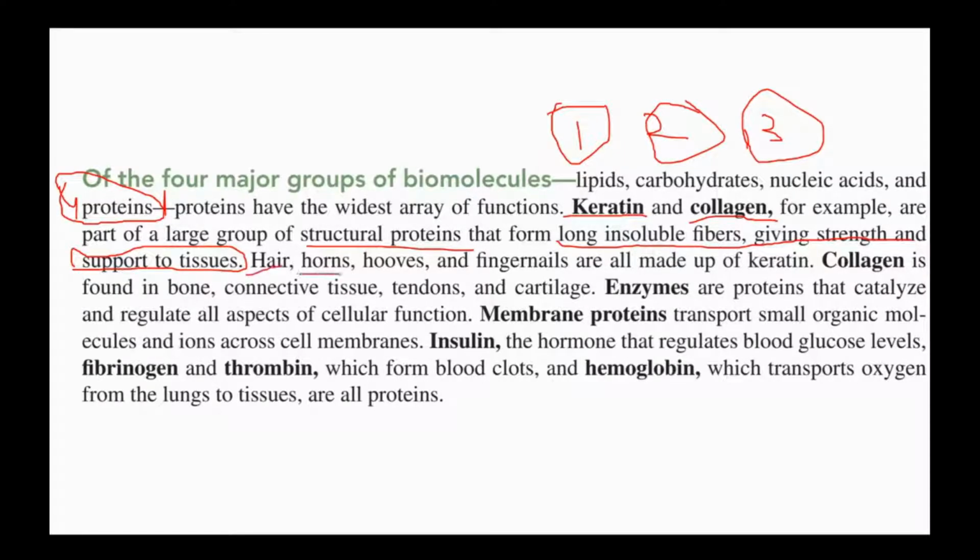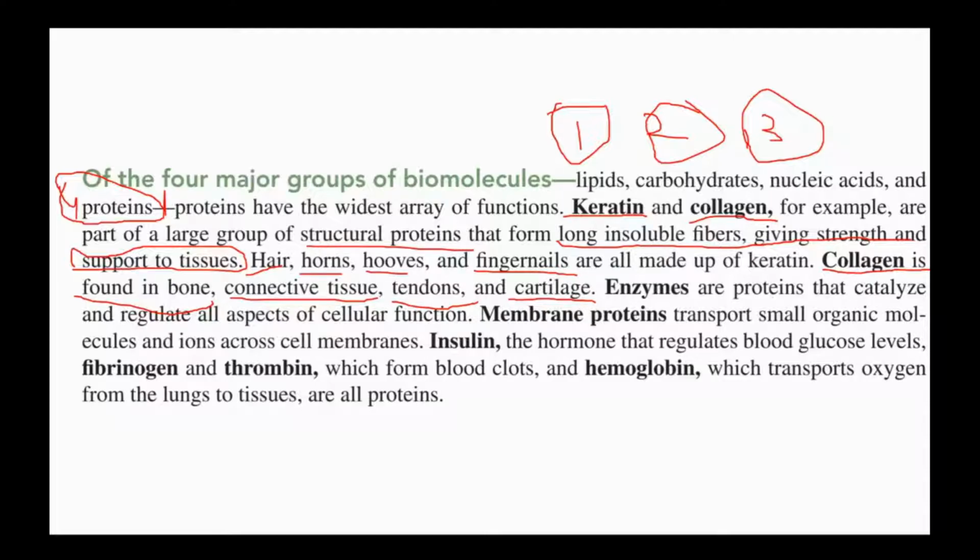Hair, horns, hooves, and fingernails are all made up of keratin. Collagen is found in bone, connective tissue, tendons, and cartilage. So collagen is a protein which is present in bone, connective tissue, tendons, and cartilage.